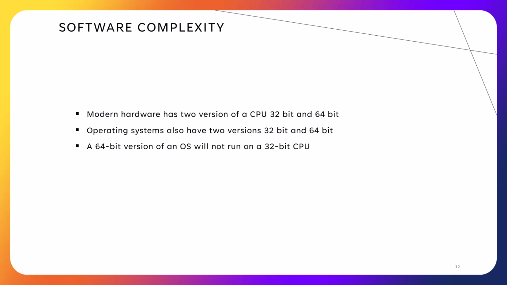And next we have software complexity. Modern hardware has two versions of the CPU, 32-bit and 64-bit. Operating systems have also two versions, a 32-bit and 64-bit. A 64-bit version of the operating system will not run on 32-bit hardware.